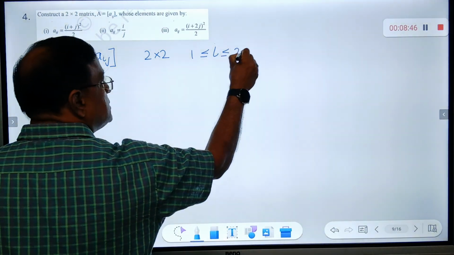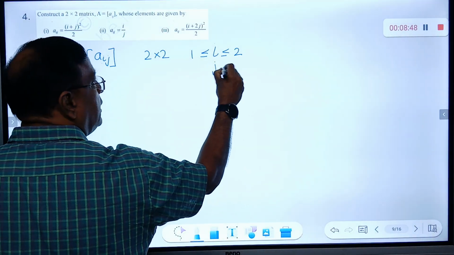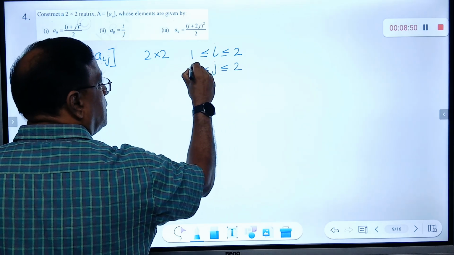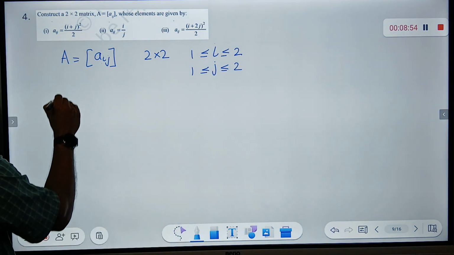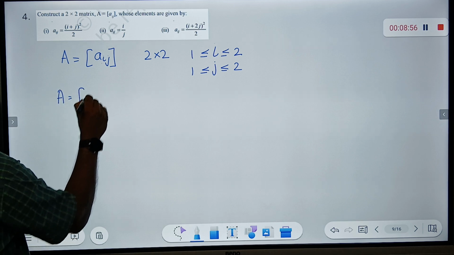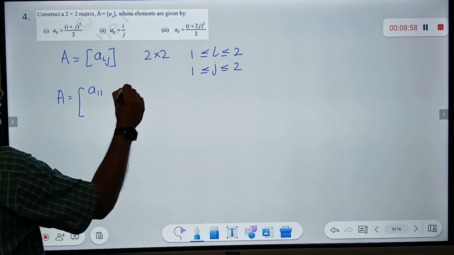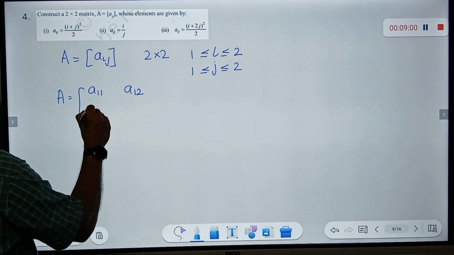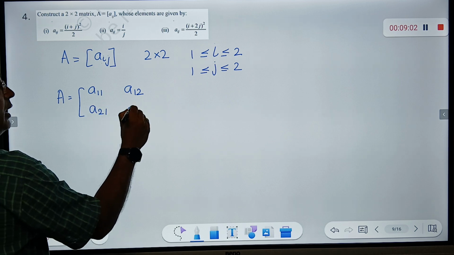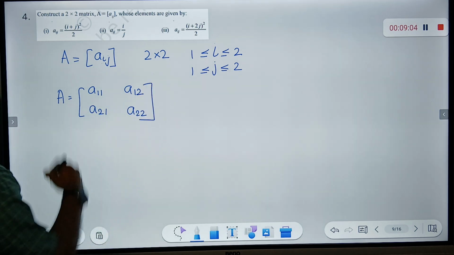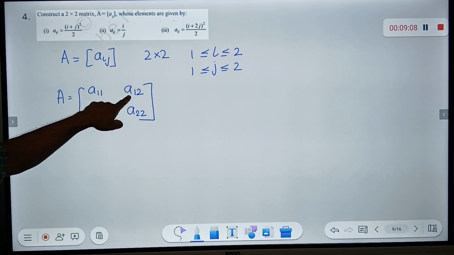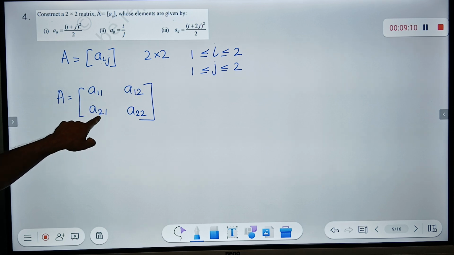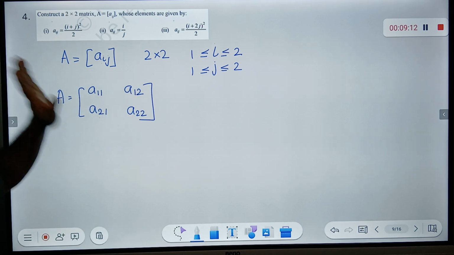It can take maximum 2. And how many can j take? Maximum 2. So it's a 2 by 2 matrix. So how do I write it? A11, A12, A21 and A22. 2 by 2 matrix. First row, first column, first row, second column, second row, first column, second row, second column.